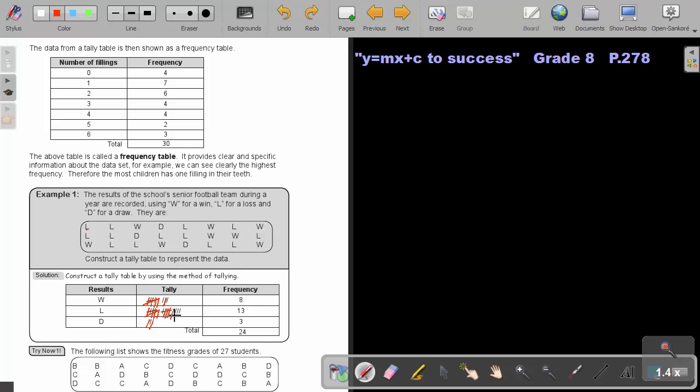Now 1, 2, 3. So this is my fifth one. And then again an L, so I start a new one. And then a W. And then a D. And then an L. And another L. And a W. So basically I have 5, 8. This is 10 plus 3, 13. And this is 3. And if I add it up, I'll get the 24 from the raw data.